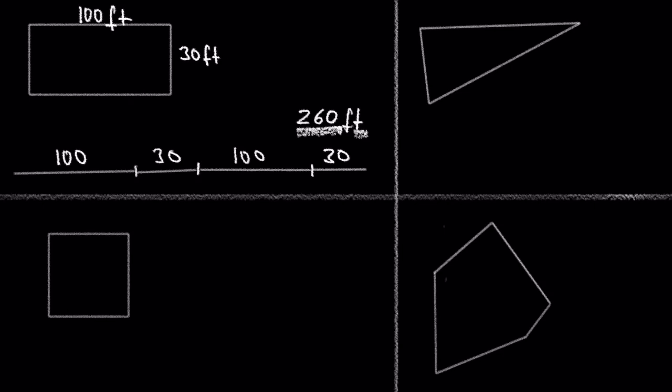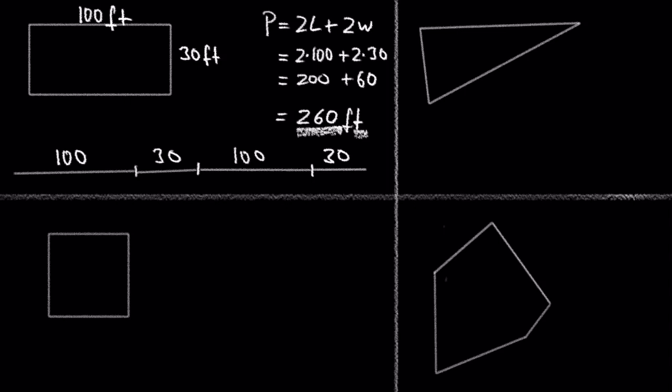Or we can say the perimeter, let's call it P, equals 2 times this side, let's call it L, like length, plus 2 times this side, let's call it W, like width. 2 times 100 is 200, and 2 times 30 is 60. 200 plus 60 is 260.